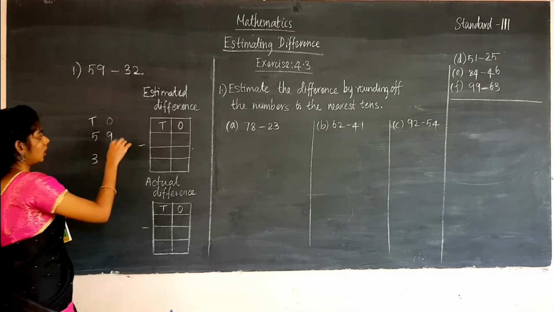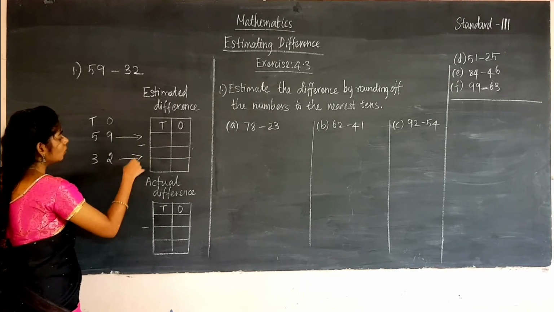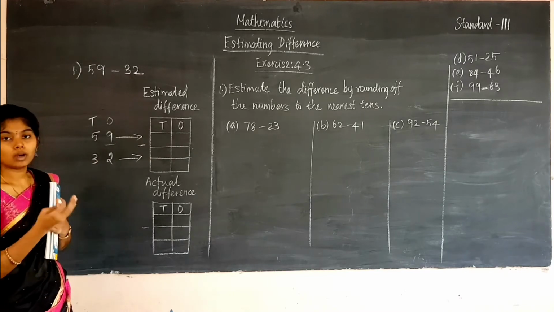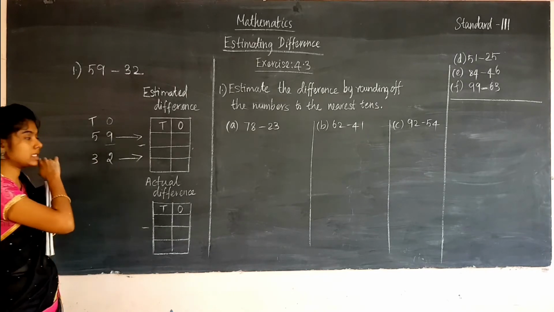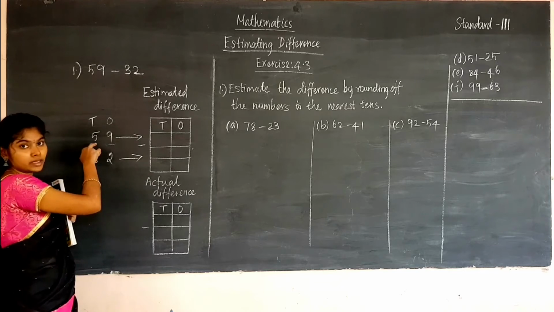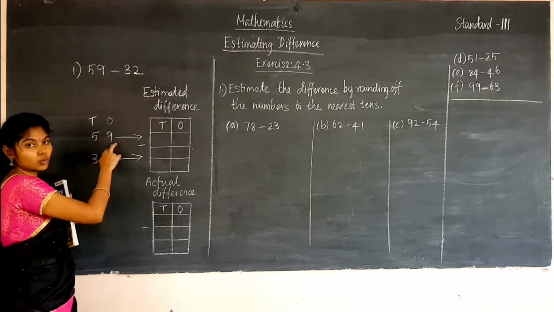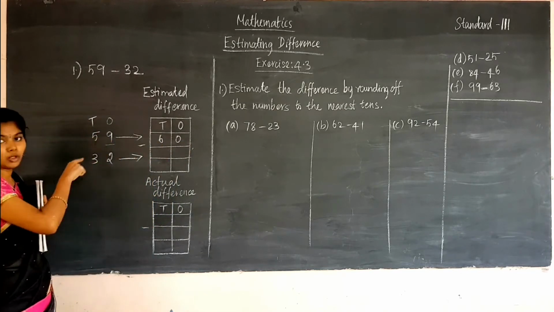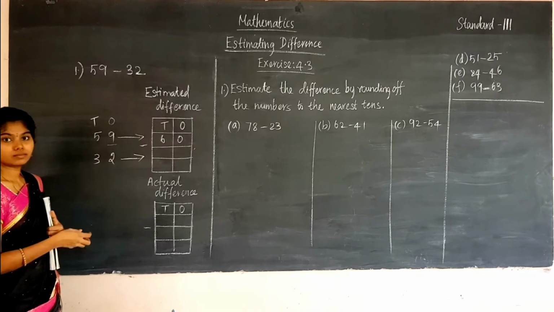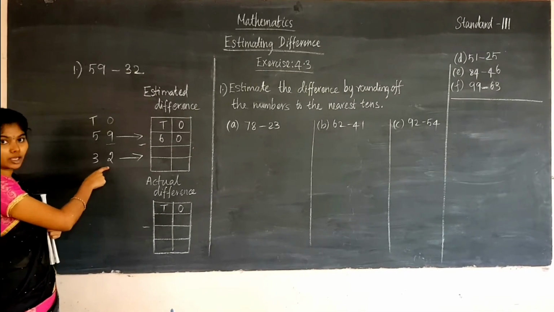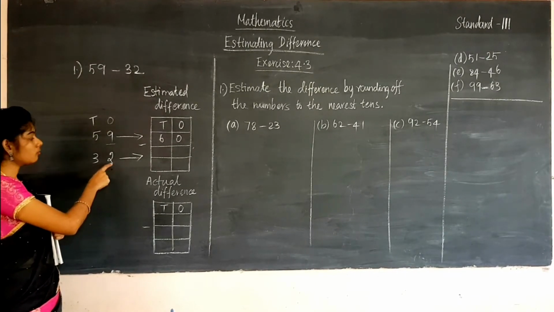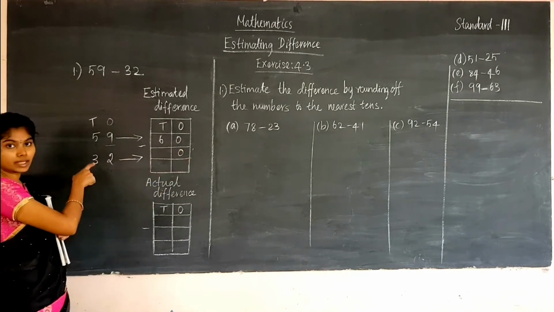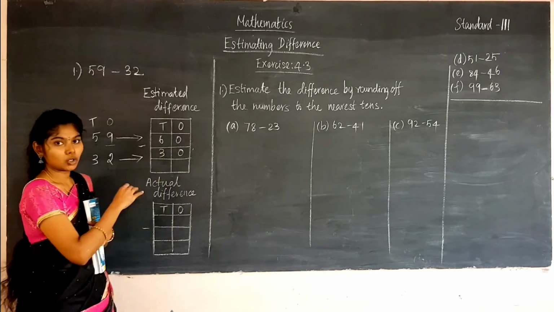Now you have to round off the numbers. How will you round off? To round off you have to look at the ones place number. It is 9, which is greater than 5. So you have to write 0 in the ones place and add 1 to the tens place number. Adding 1 to the tens place you get 6, and writing 0 you get 0. So totally 60. For the next number we check the ones place. 2 is there, which is below 5. So you write 0 in the ones place and write the tens place number as it is. This is what is meant by round off, you already know.